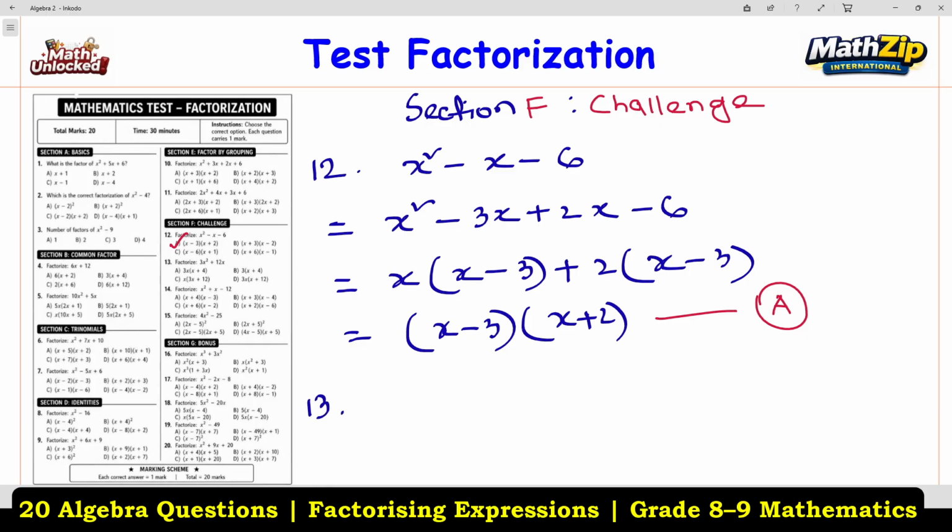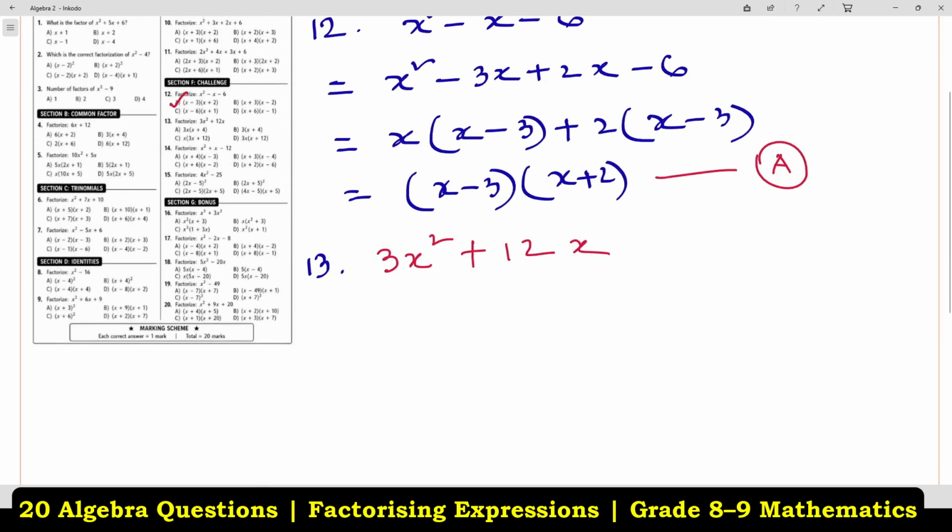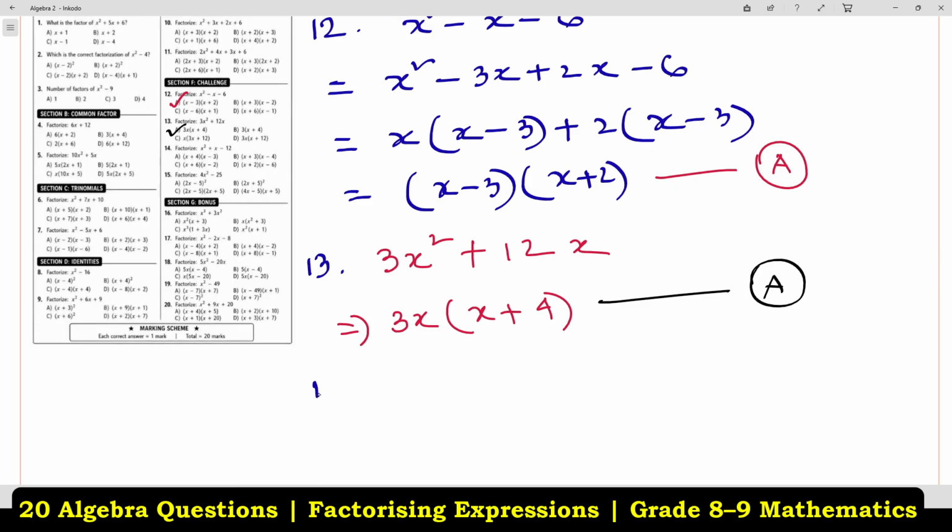Question 13. 3x square plus 12x. So from here we can take common 3x, we will get x plus 4. So which one is the correct one? Which option? Number 13, 3x times x plus 4. It means number A. Next, 14.